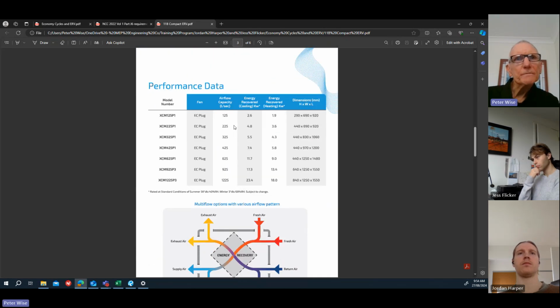Anyway, this table shows you the air quantities that are available in these compact style units, from 125 litres a second of outside air up to 1225. Up to 625 litres a second, the height of that unit is 440 millimetres, so that could probably fit in a ceiling space normally. But above that, they get quite a bit bigger, so you probably would have to put them in a plant room or outside the space.